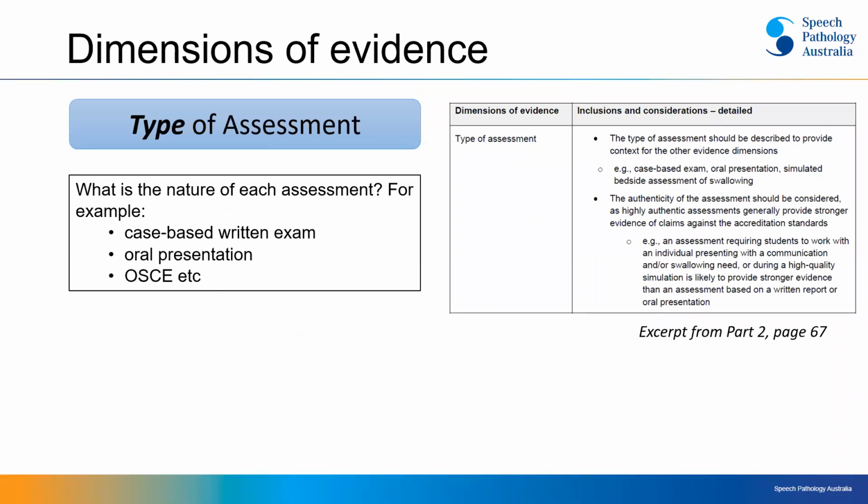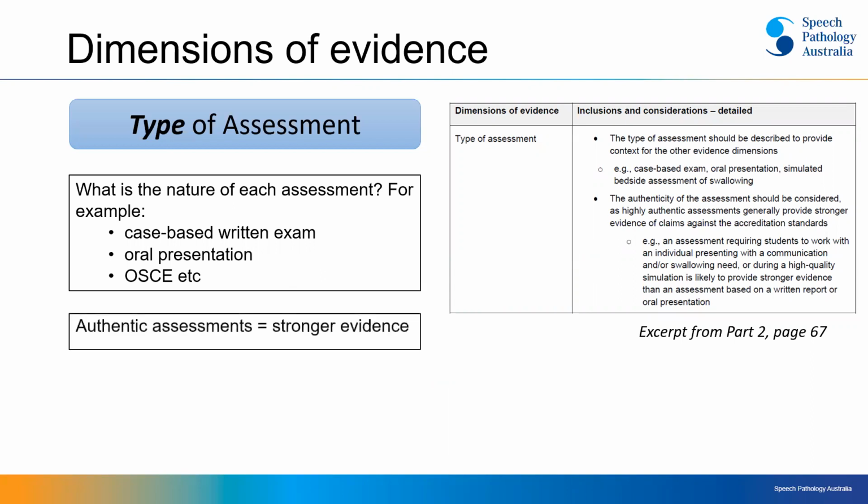This needs to be clearly stated such that an accreditor can determine the level of authenticity relating to an individual assessment. For example, a written exam would generally be considered to present low authenticity relative to a practical or high-quality simulation which aims to closely replicate clinical scenarios. Of course, each assessment is viewed in light of other assessments for that subject or unit, but also in light of the other dimensions of evidence.